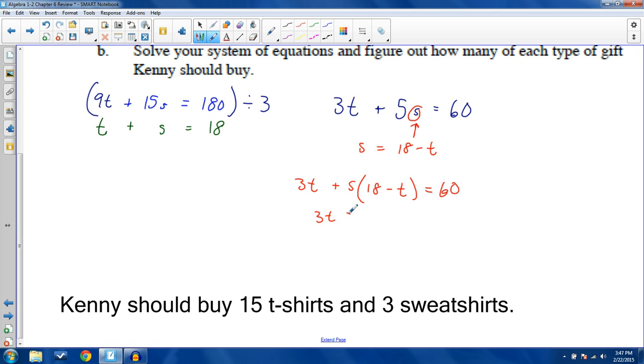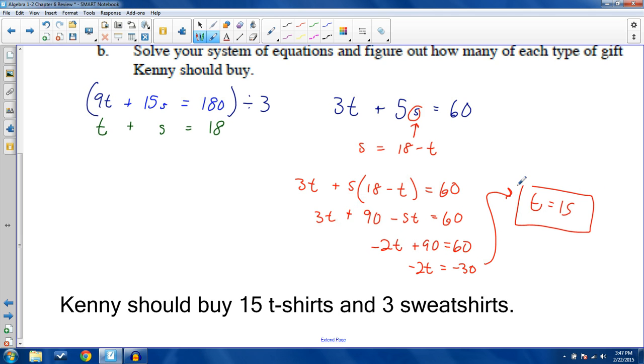3t plus 5 times 18 is 90. 90 minus 5t is 60. 3t minus 5t is negative 2t. 60 minus 90 is negative 30. Divide both sides by negative 2. You get t equals 15. Same answer as we got before.